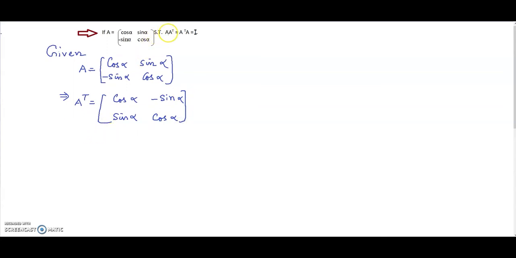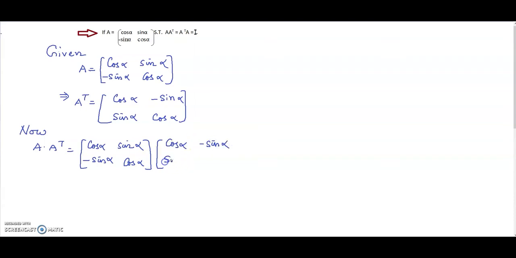So we need to find the product of A into A transpose and A transpose into A. We have to show that both are equal to I. So let us first find the product of A and A transpose. Matrix A is cos alpha sin alpha, minus sin alpha cos alpha. So this is A into A transpose. A transpose is cos alpha minus sin alpha, sin alpha cos alpha.